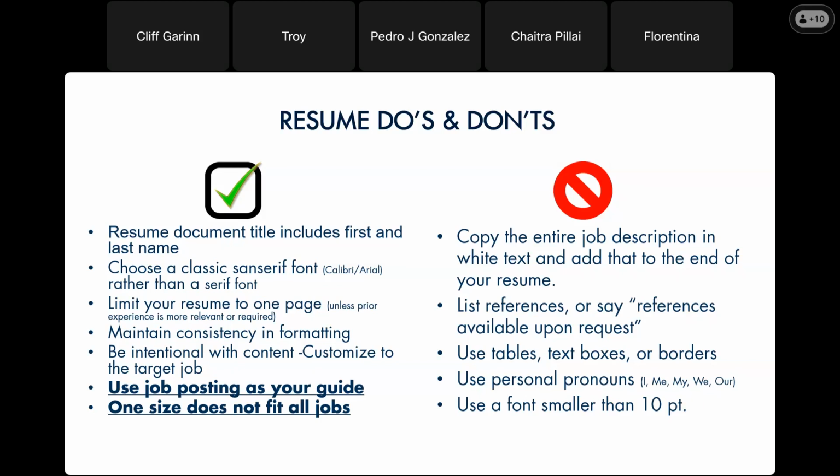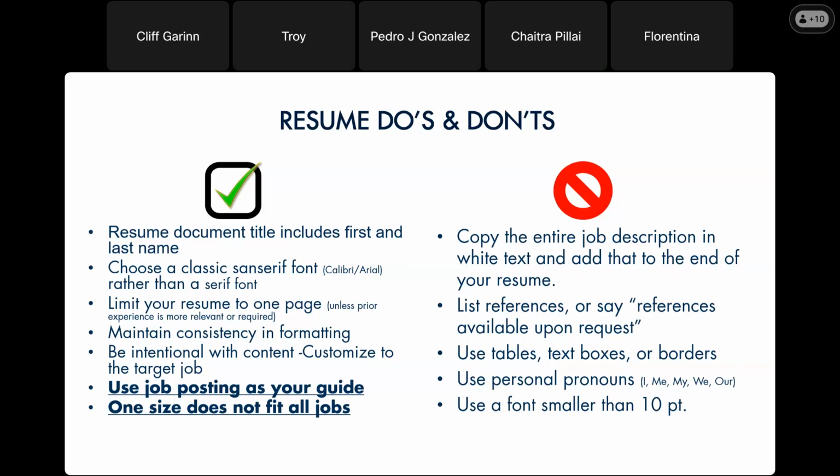Be intentional with the content. Again, you want to be intentional. Who's your audience? Who's going to be reading this? The company, of course. Customizing it to the job target, because like I said earlier, one size does not fit all. You could easily miss detail information if you're just using one resume to apply to multiple jobs. And always use that job posting or job description as your guide so that helps you tailor and target your resume for that.